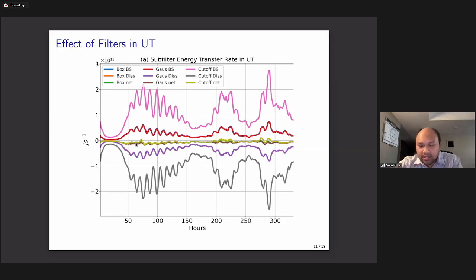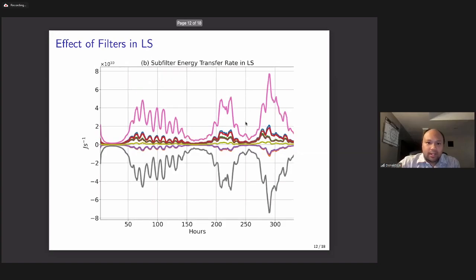It's a bit hard to see because there are so many curves here, but we could see that the net result from the box filter, the Gaussian filter, and the color filter looks pretty similar down here, except at some regions here.